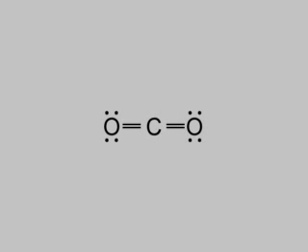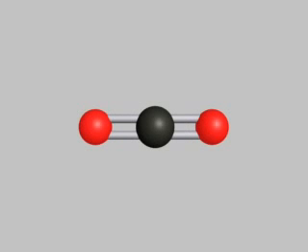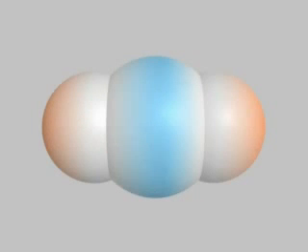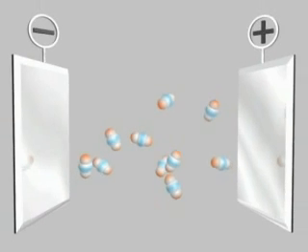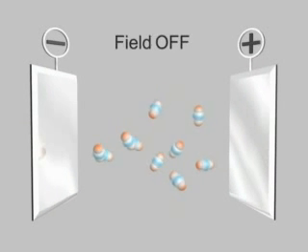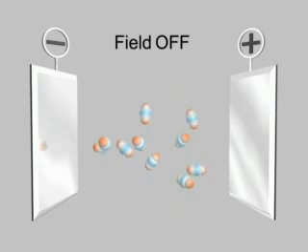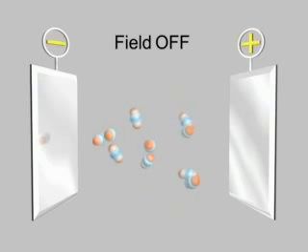If a molecule has more than two atoms, its shape can affect the polarity in a crucial way. For example, in carbon dioxide, since oxygen is more electronegative than carbon, each bond is highly polar. But the linear molecular shape makes the bond polarities cancel each other, so the CO2 molecule is nonpolar. Notice that the orientation of the molecules is random, whether the field is off or on.